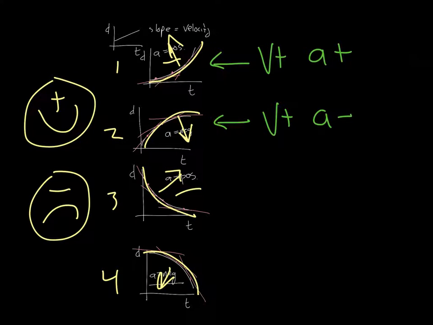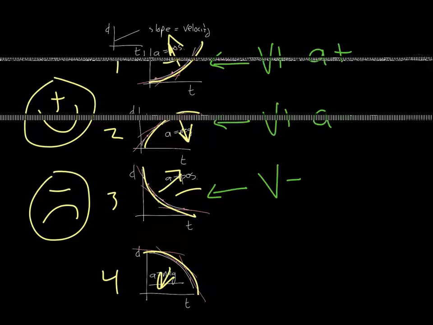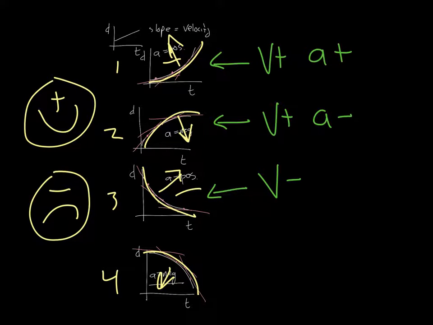All right? So, on this one, velocity positive or negative? Negative. Velocity is negative because the slope is negative at all points. But it's a smiley face, so acceleration is positive. All right? Now, number 4, velocity is positive or negative? Negative. And acceleration is negative.